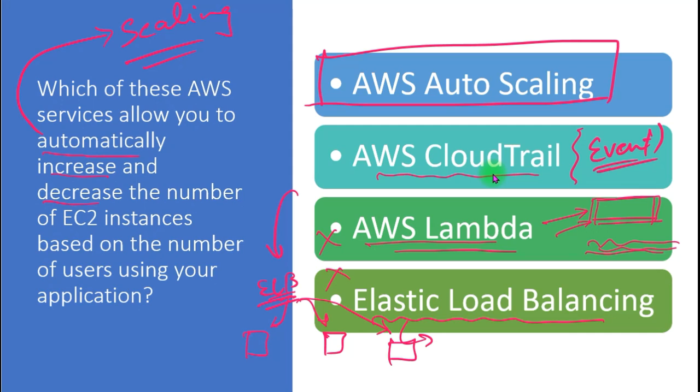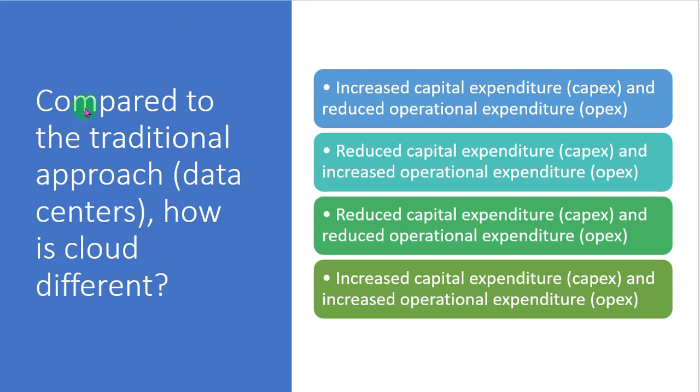So now let's talk about the next question. In this question, they are asking, compared to the traditional approach like data centers, how is the cloud different? Here, the traditional approach is like our organization, where we used to host everything in our own environment, and the location is known as a data center, where we kept all the servers on which applications are hosted. So the question is asking how the cloud is different from the traditional environment.